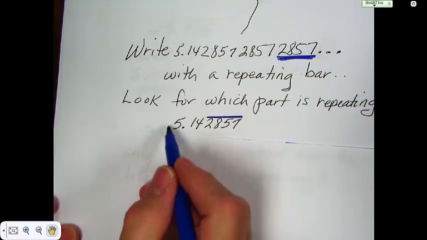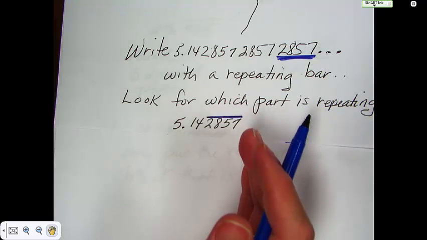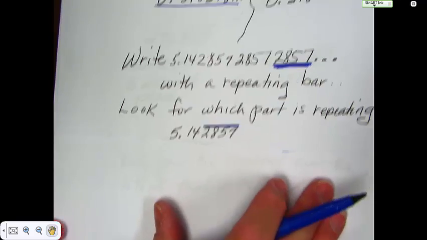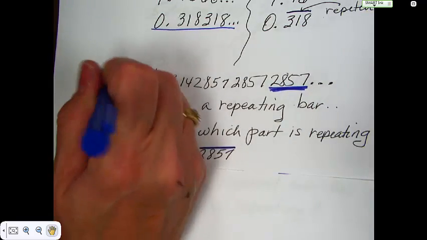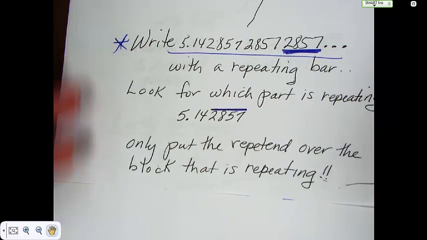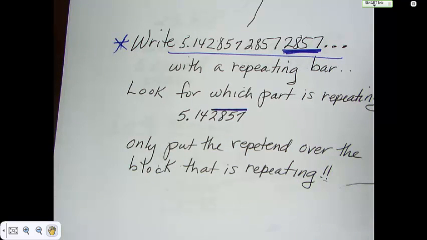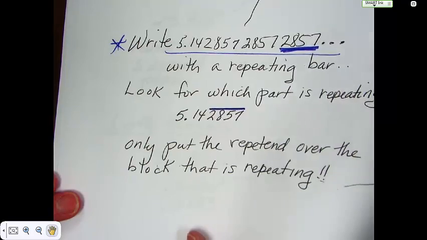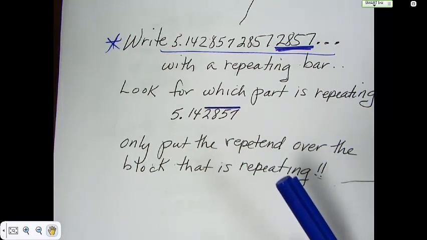And if we were to operate on that and repeat like it's showing we should, we would get this up here. Okay, we would get this pattern. Okay, again, I stress, don't put the repetend over anything that's not repeating. If you do, you're going to end up with the wrong decimal number.